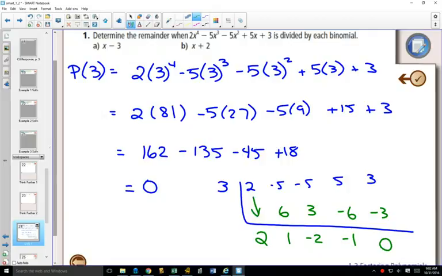So I want you to try B on your own with both the remainder theorem and synthetic division. And then after that, try 4a, 6a, 7 and 8.